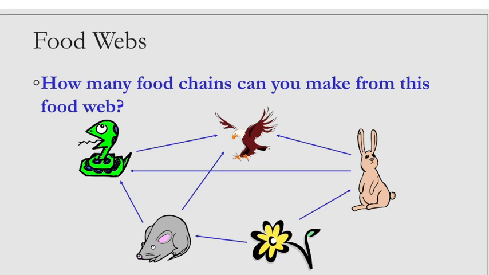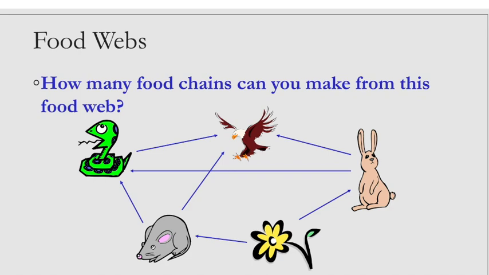Then you have the flower to the mouse, to the snake, to the eagle. That's two food chains. Then you have another example. You've got the flower to the mouse, to the eagle. That's three. Then you have the flower to the rabbit, to the snake, and then to the eagle. That's four. So you have four food chains in this food web.